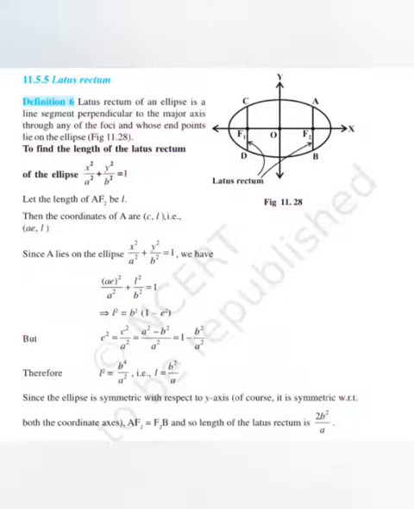Now let us define latus rectum. The latus rectum of an ellipse is a line segment perpendicular to the major axis through any of the foci and whose endpoints lie on the ellipse. Now, the length of the latus rectum is equal to 2b² divided by a.